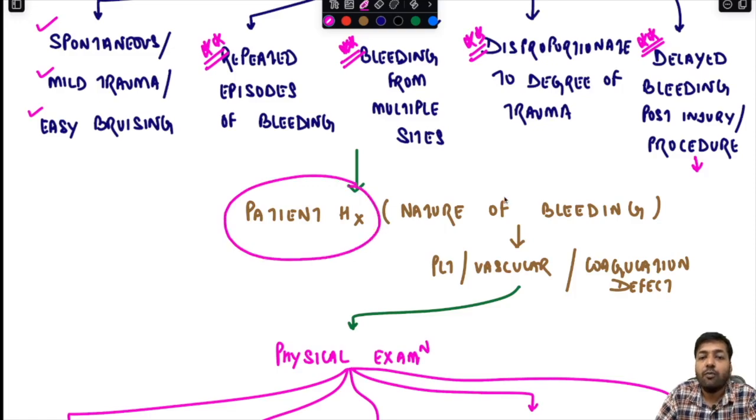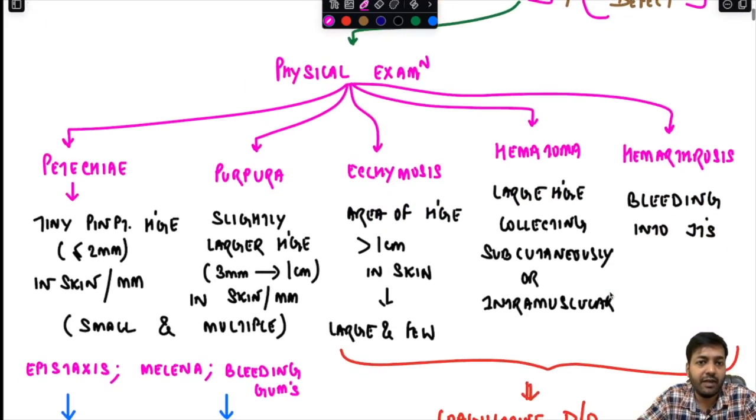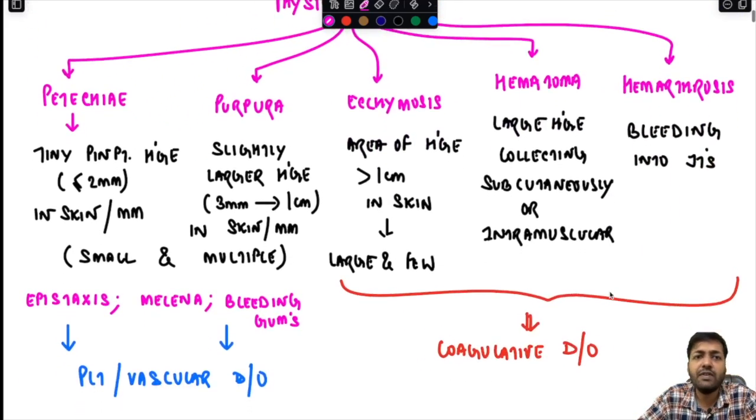Okay, so by taking a detailed clinical examination, you can understand what is the nature of the bleeding, whether it is a platelet or vascular bleeding, or it is a bleeding secondary to coagulation defect. So you go for the physical examination. So during a physical examination, if you see that there is a petechiae.